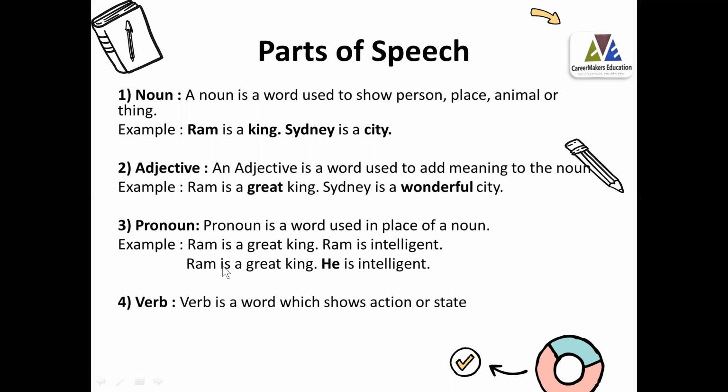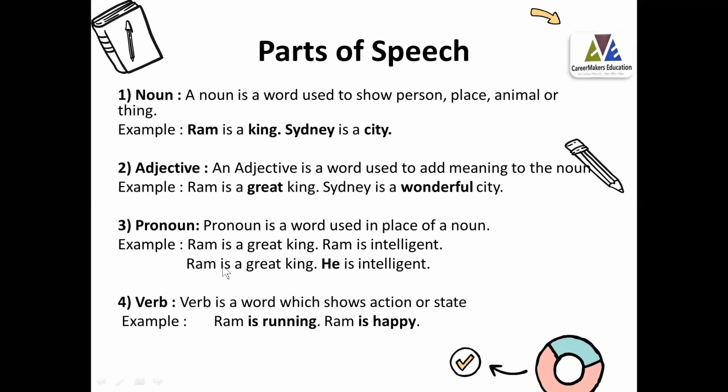The third part of speech, and the most important one, is a verb. A verb is a word which shows action or state. Now, it is very, very important for you to understand that a verb not only shows action, but it also shows state. For example, Ram is running. So is running, or Ram runs rather, both of them are verbs, and they show action. Ram is playing, Ram is standing, Ram is sitting.